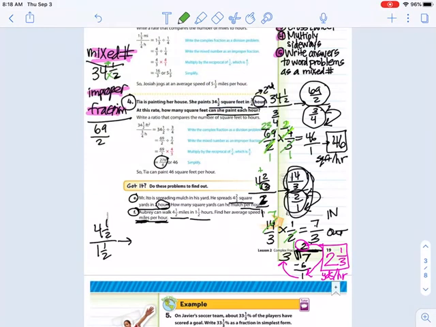So to do that, I multiply and add. Multiply and add. So for 4 1/2, I'm going to multiply 2 times 4, which is 8. 8 plus 1, which is 9. And the denominator of 2 is going to stay the same.